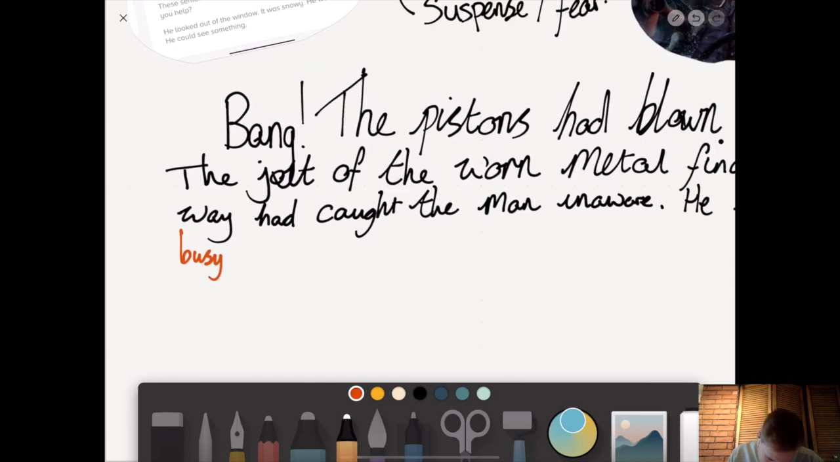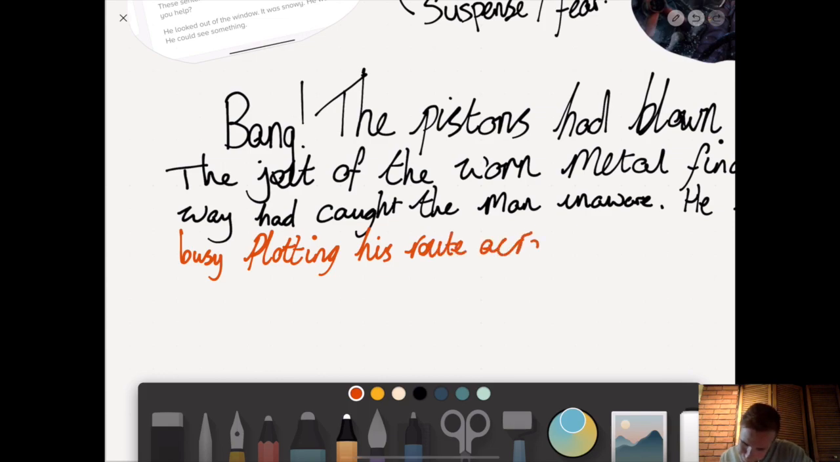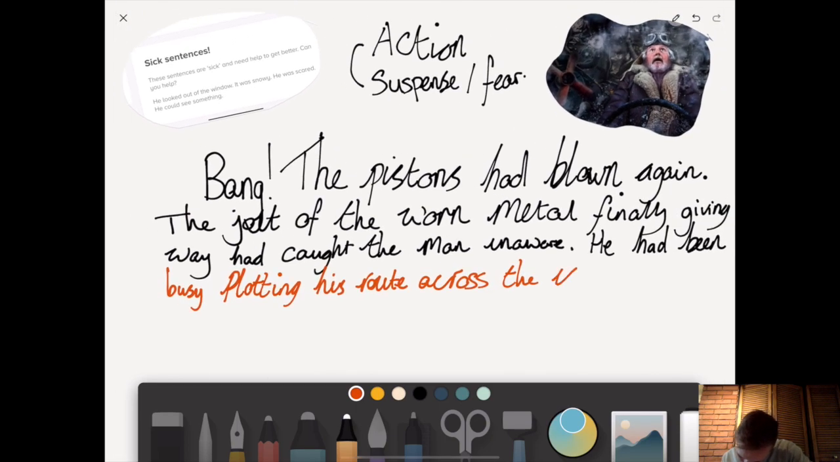Plotting his route across the ice fields. He'd been busy plotting his route across the ice fields for the next few days. He'd been busy plotting his route across the ice fields for the next few days.